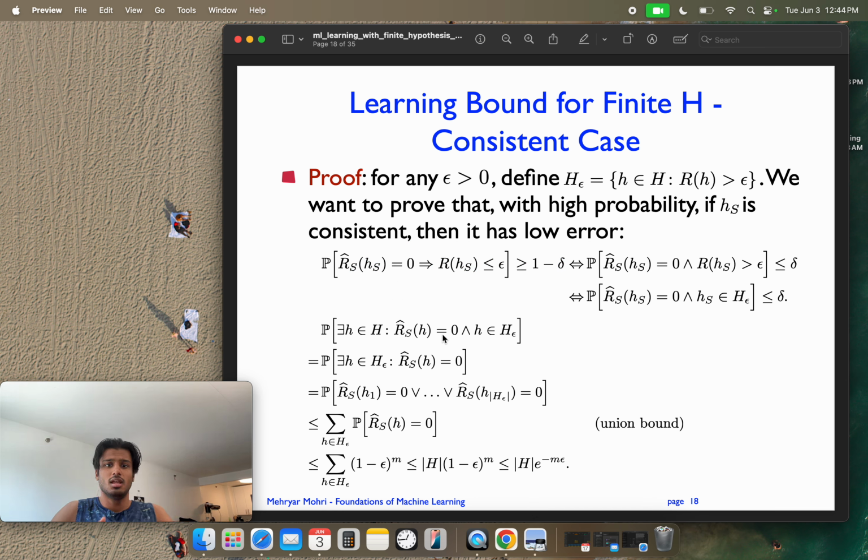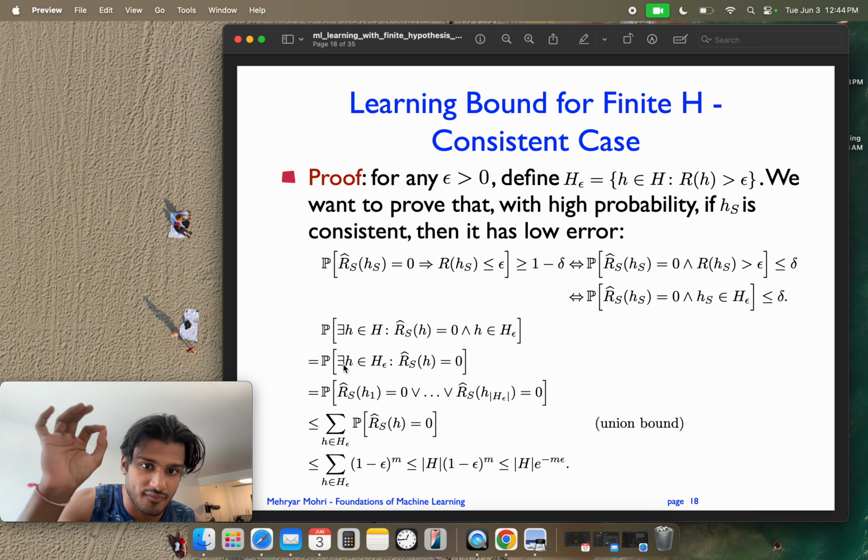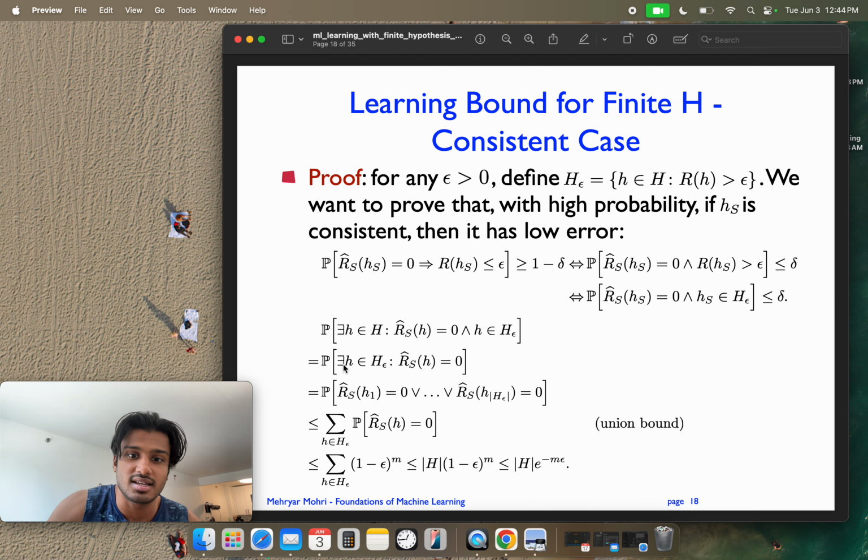Anyway, so now for all h's in the entire hypothesis class, for every hypothesis, and because it's finite, we can enumerate it. Its empirical risk is 0 and it belongs to this bad set. Or we can say that for a hypothesis in the bad set, the empirical risk is 0. This can happen in these many ways: the first hypothesis has an empirical risk 0, or the second hypothesis has the empirical risk 0, or the third hypothesis has the empirical risk 0 in this bad set.